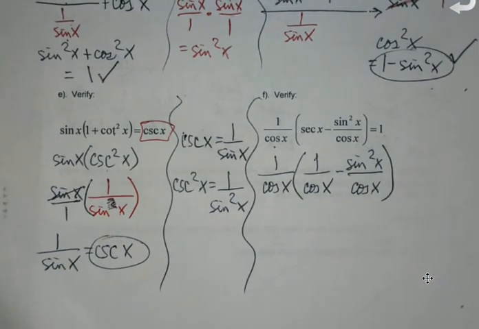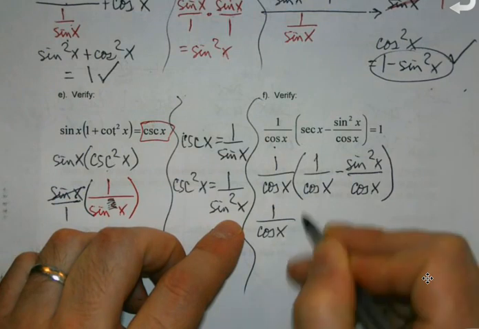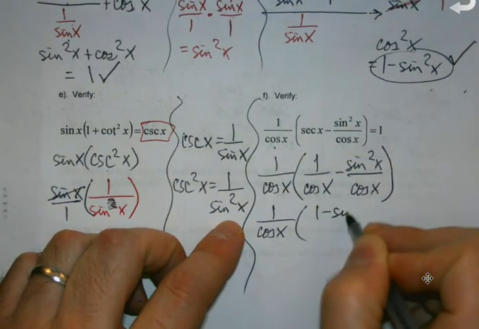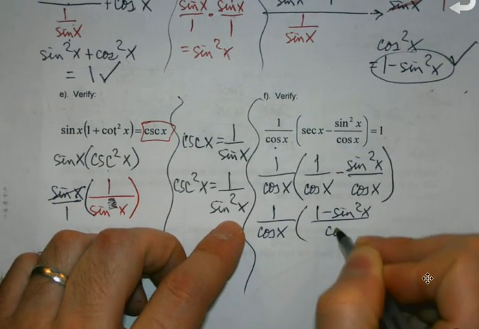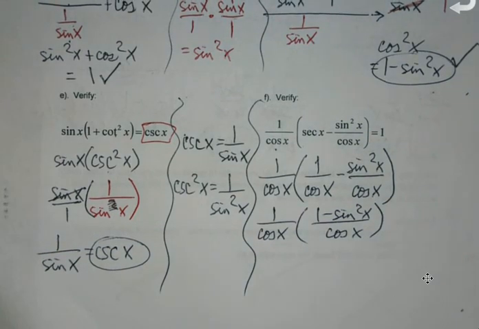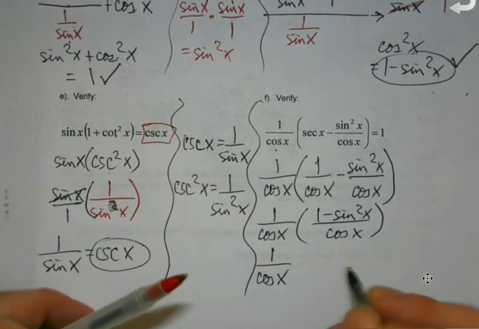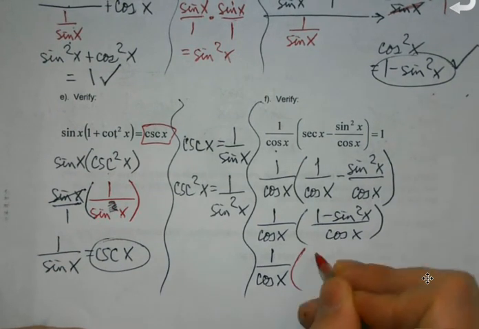Look at the fraction inside of your parentheses. Since they have a common denominator, that's really just one big fraction. So when I'm looking to simplify, I'm like, well, wait a minute. What's 1 minus sine squared going to equal? Does 1 minus sine squared equal anything? Cosine squared.